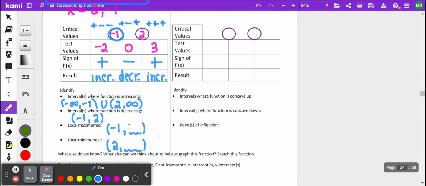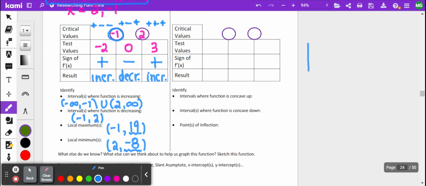I'm going to save you the time on that. This would be 19. So we have a local maximum at -1, 19. We have a local minimum at 2, -8. Okay, so you'd be able to use a calculator for that. So that's kind of all of the information that we get from the first derivative.